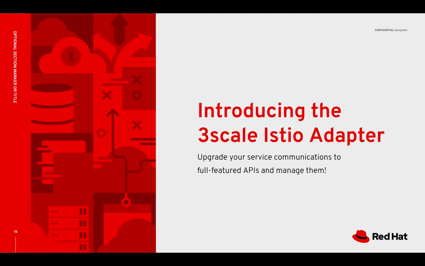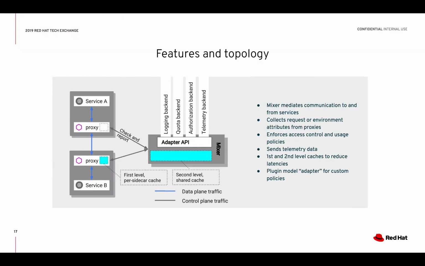And now, let's take some time to talk about the Freescale Istio adapter that ties together Istio and Freescale. The Freescale Istio adapter is a software component that integrates with the Istio mixer. Istio mixer mediates communication to and from services. It collects request or environment attributes from proxies and enforces access control and usage policies. It sends telemetry data, implements first and second level caches to reduce latencies.